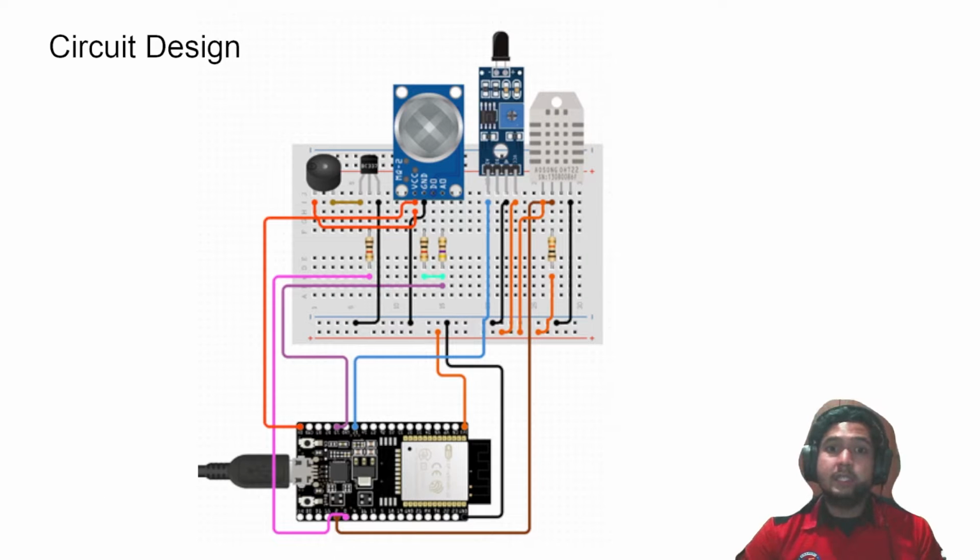For circuit design, the system will use the ESP32 as the microcontroller. The DHT22 sensor is to get the temperature and humidity. The MQ2 gas sensor is to detect any flammable gas in the environment. The IR flame fire sensor is to detect any fire or flame. And the buzzer is to make a noise or to alert the persons.